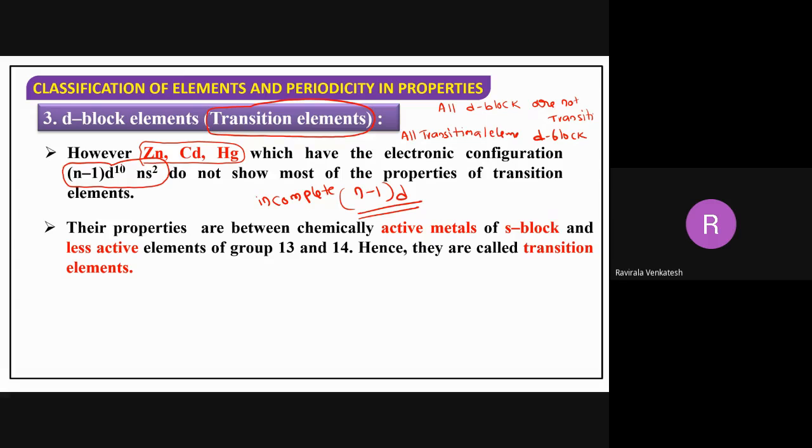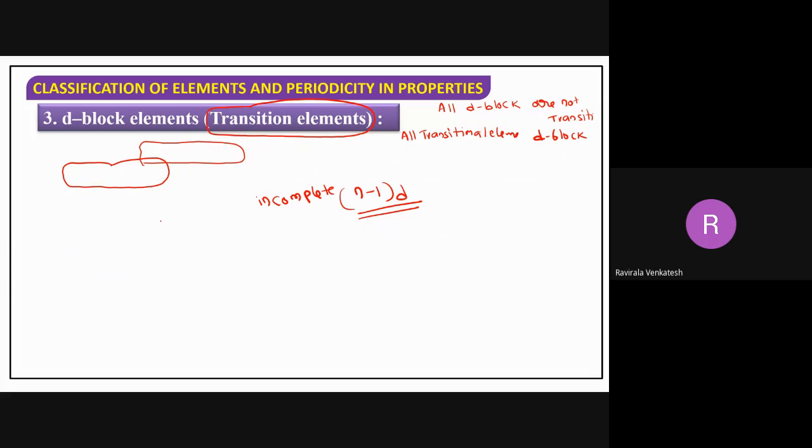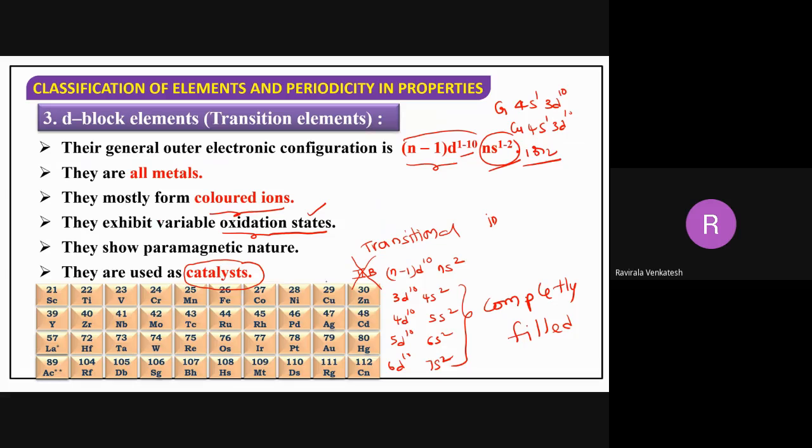But here you will get one doubt actually. Observe again copper, atomic number 29. Copper configuration will be 3d10, right? 4s1. Correct or not? Tell me. Copper configuration, if you observe, 3d10. Then 3d is completely filled, no? Then how are you calling this one a transition element?